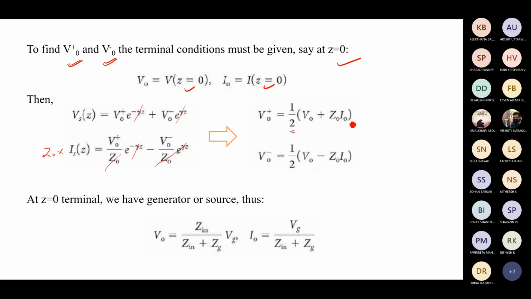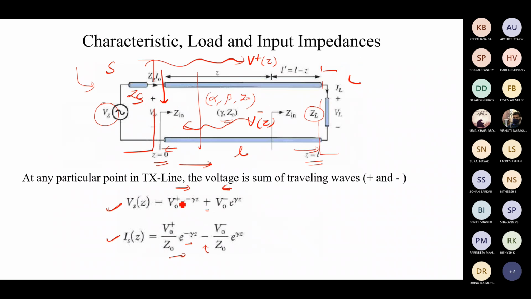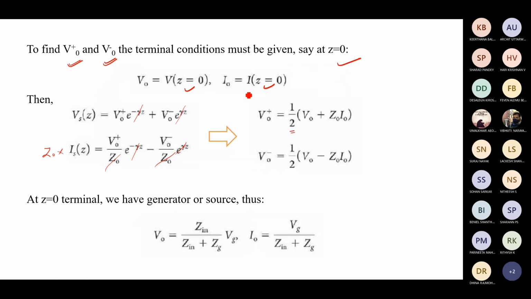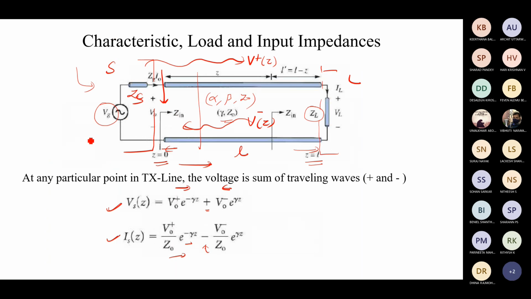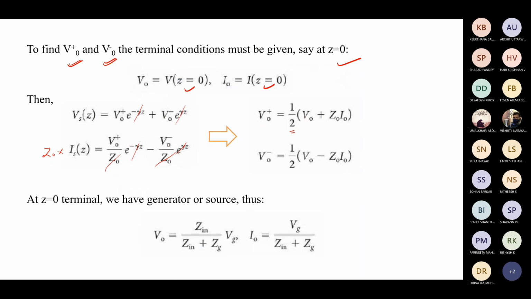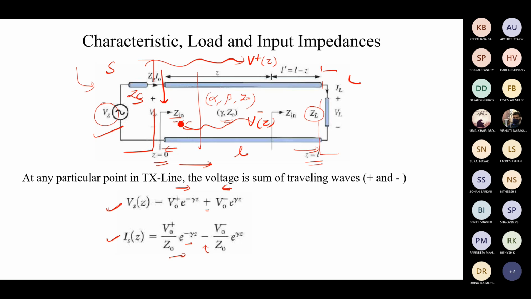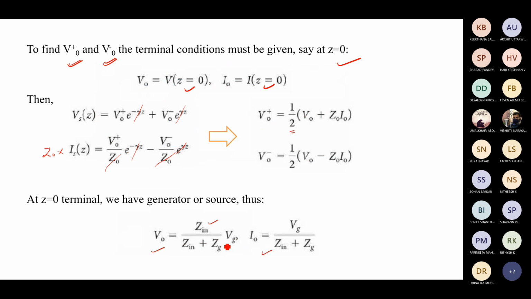And what is this V and I? It is the total voltage and current, which is the sum of both the incident and reflected components at z equal to 0. Otherwise, this is the voltage and current generated by the source. This can be easily calculated using this simple well-known expression, which is nothing but the voltage division formula applied here, where Z in is the input impedance of the transmission line, what we see from here. So when you substitute these two expressions here, you can easily calculate the incident and reflected components.